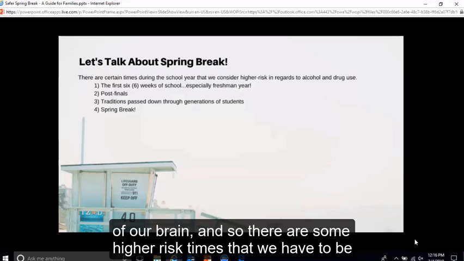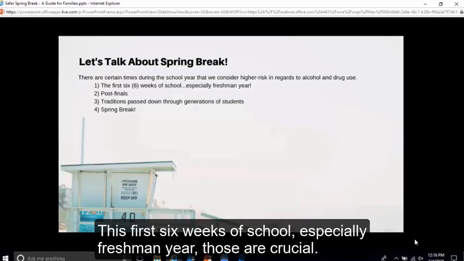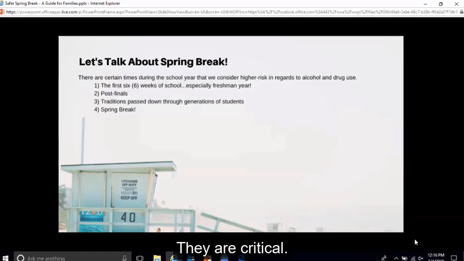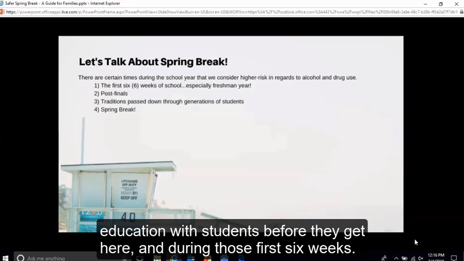And so there are some higher risk times that we have to be really cognizant of when students are coming to college. Those first 6 weeks of school, especially freshman year, those are crucial. They are critical. That is why we spend so much time doing a lot of drug and alcohol education with students before they get here and during those first 6 weeks.